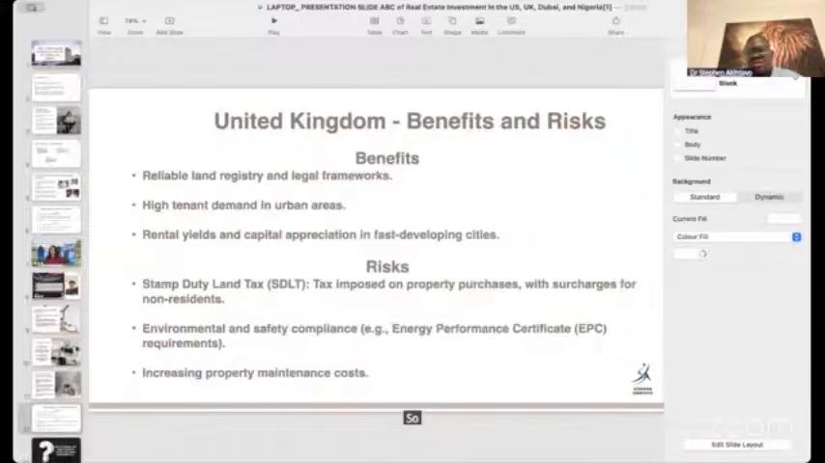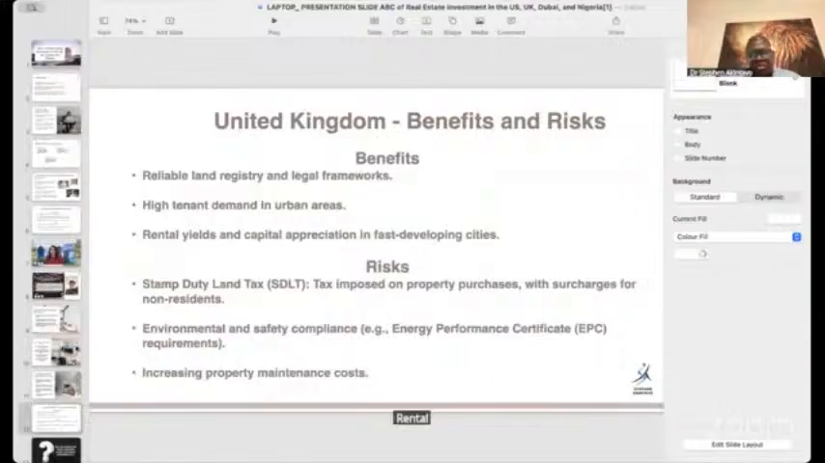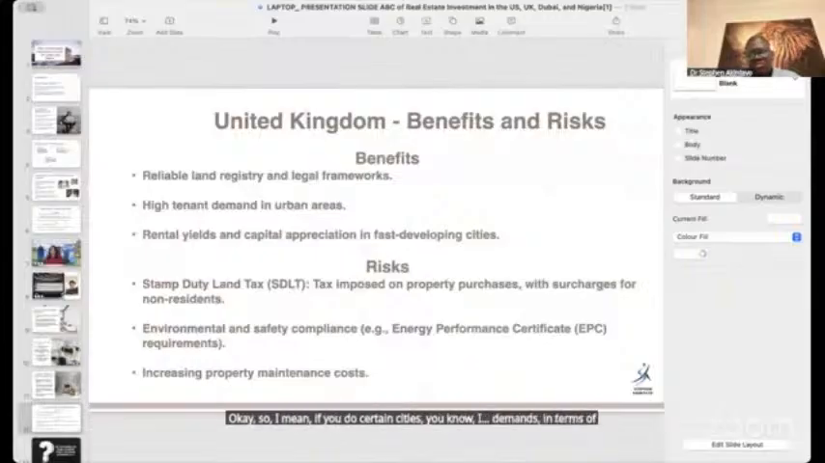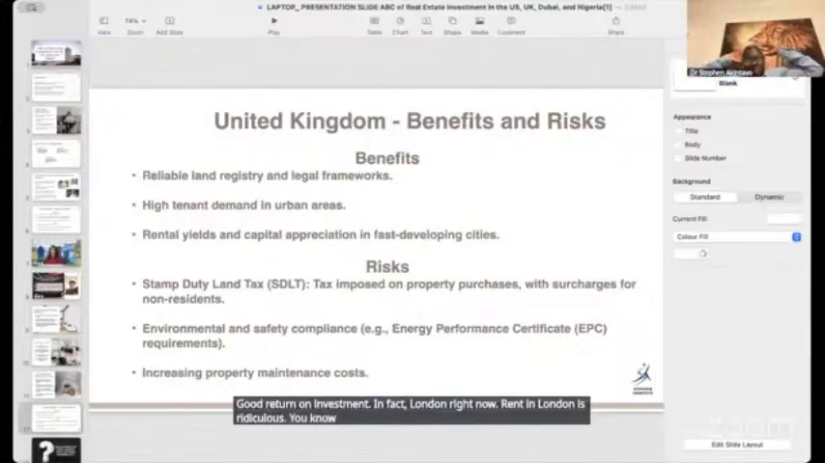So let's look at the benefits and risks when investing in the UK. Reliable land registry and legal framework, high tenant demand in urban areas, rental yield and capital appreciation in fast-developing cities. If you choose certain cities, there's high demand in terms of tenants and good return on investment. In fact, rent in London right now is ridiculous. Ridiculous. It doesn't even make sense.